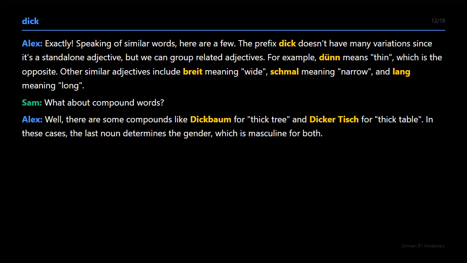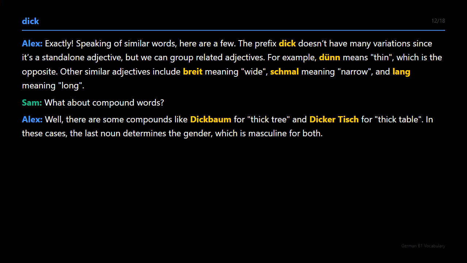Speaking of similar words, here are a few. The prefix "dick" doesn't have many variations since it's a standalone adjective, but we can group related adjectives. For example, "dünn" means thin, which is the opposite. Other similar adjectives include "breit," meaning wide, "schmal," meaning narrow, and "lang," meaning long.